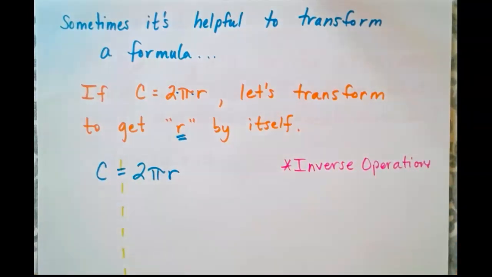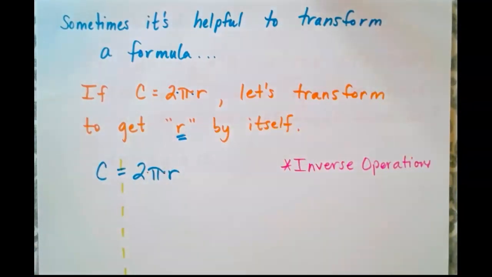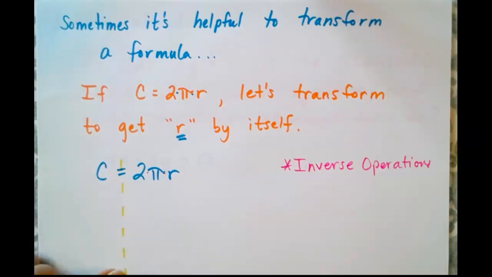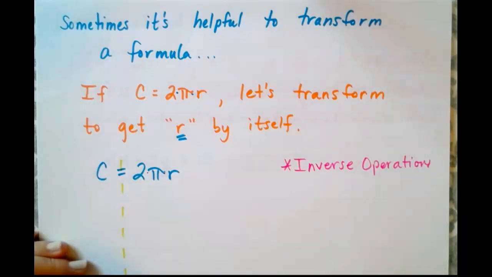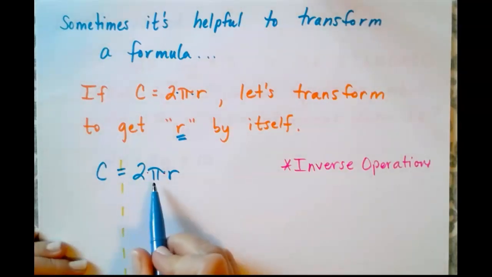We're using inverse operations here, and if our given operation is multiplication, the inverse operation of multiplication is division. And notice that I've got the little yellow line through my equal sign. I'm still going to keep my equal signs lined up as we work down the page. So if we want the r by itself, we need to undo what has been done to the r. The r has been multiplied by 2 pi.